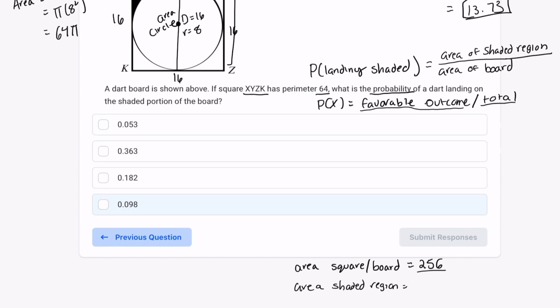is equal to 13.73. Now, to find the probability of a dart landing on the shaded portion of the board, remember, we want to put the area of the shaded region, which is 13.73, over the total area of the board. The total area of the board is just the total area of the square, so that's 256. So if you divide 13.73 over 256, you're going to get about 0.053, which is A.